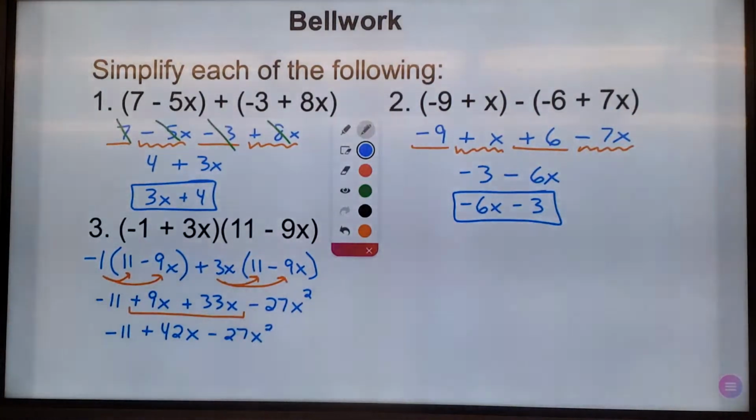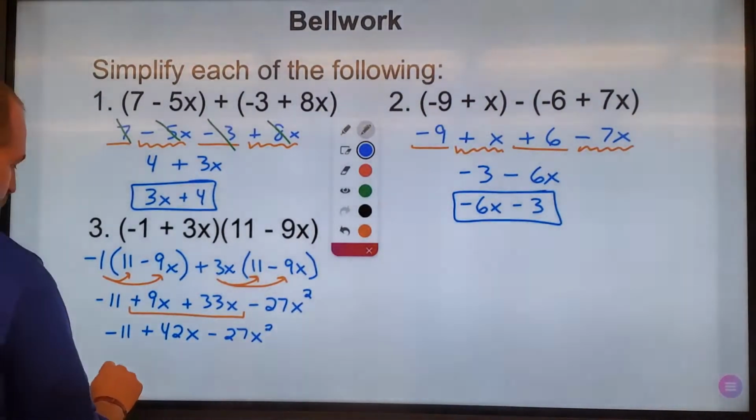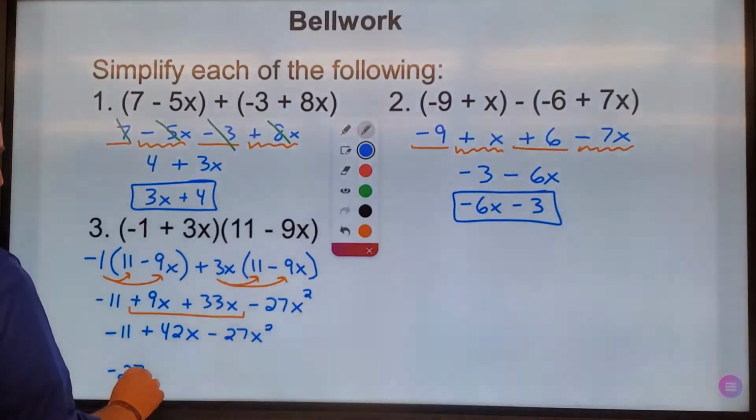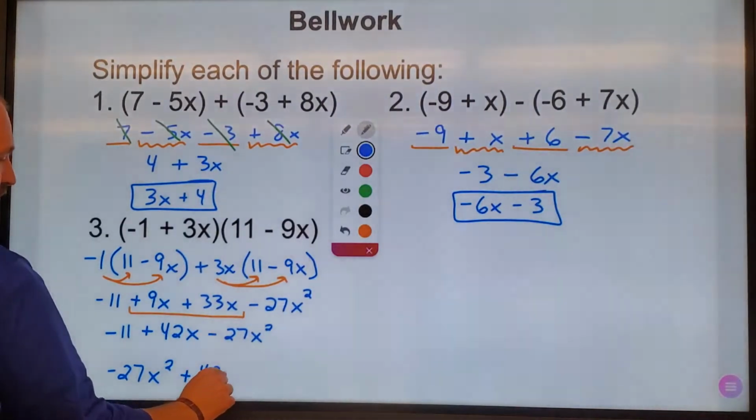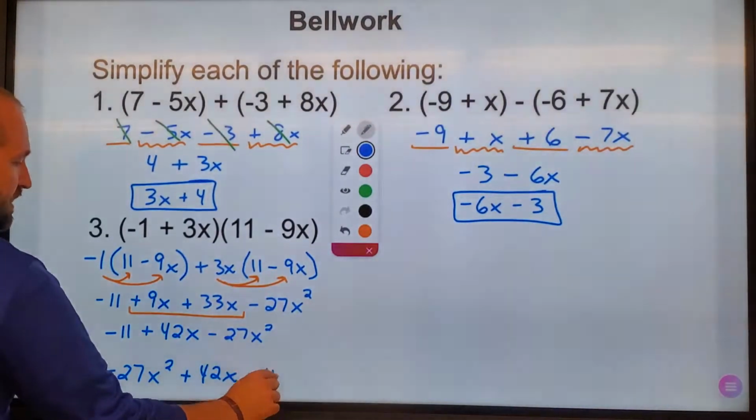And again, writing this in standard form, you're going to have the highest exponent to lowest exponent or no exponent, so that we have to actually switch the negative 11 and the negative 27x squared. So this is negative 27x squared plus 42x minus 11.